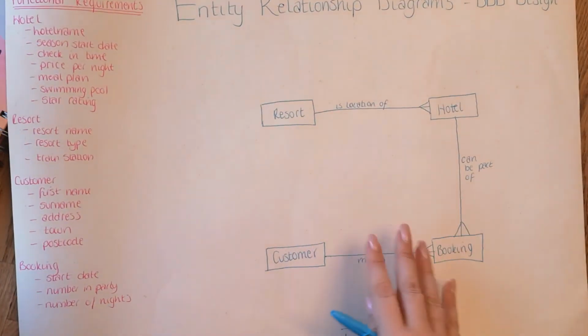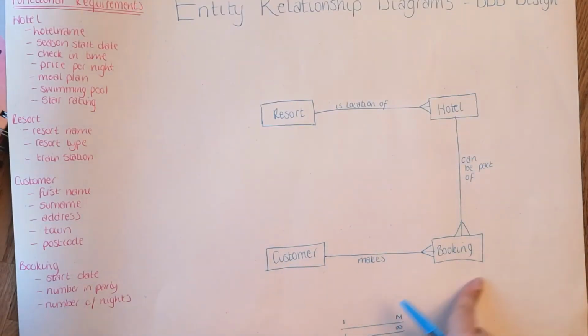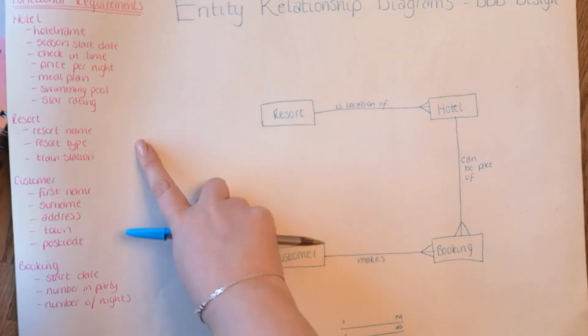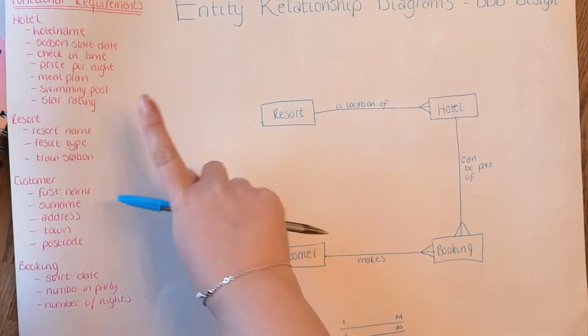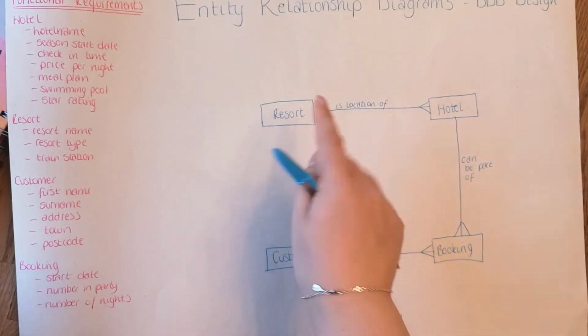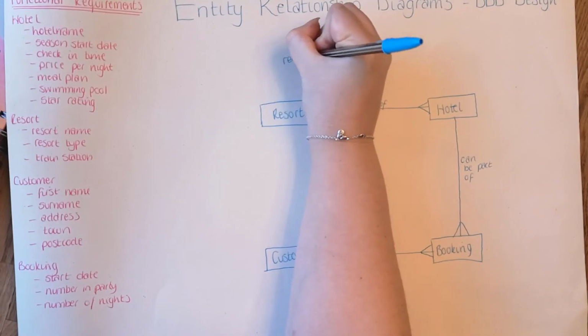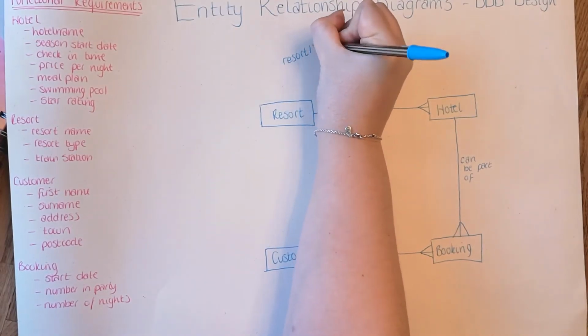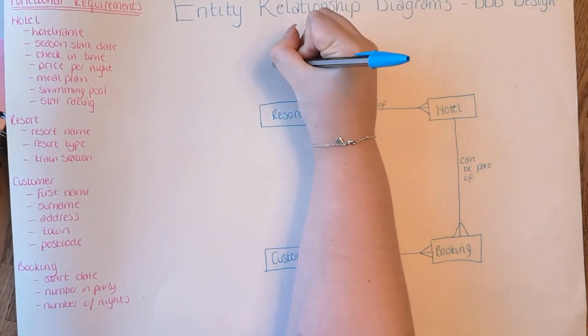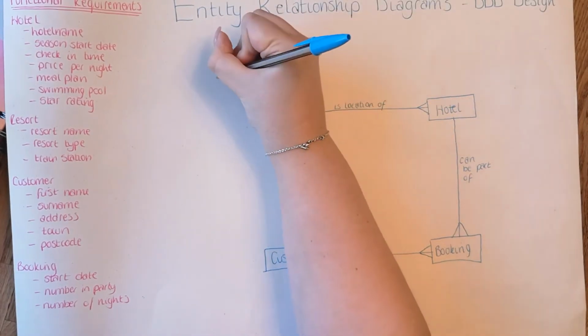Okay, now the last thing we need to do is add on our attributes. So let's just start with resort. We'll work our way around. So resort needs to have these 3 attributes, plus it needs to have a primary key. So let's just make a primary key called resort ID. Okay, so we pop resort ID here. It goes inside a bubble, and then you link it to here. Okay, and then we have resort name.